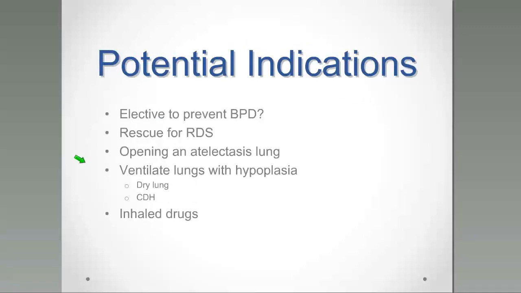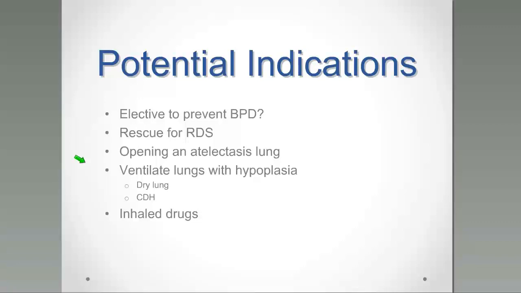Which are the potential indications of high-frequency ventilation? Well, some years ago there was a trend of using this kind of ventilation to prevent bronchopulmonary dysplasia in very small premature babies. Because in some animal studies, it was shown that using high-frequency ventilation, the trauma to the lung was lower than using conventional mechanical ventilation. But after some randomized controlled trials comparing both modes of ventilation, high-frequency or conventional, there was no benefit of using high frequency.